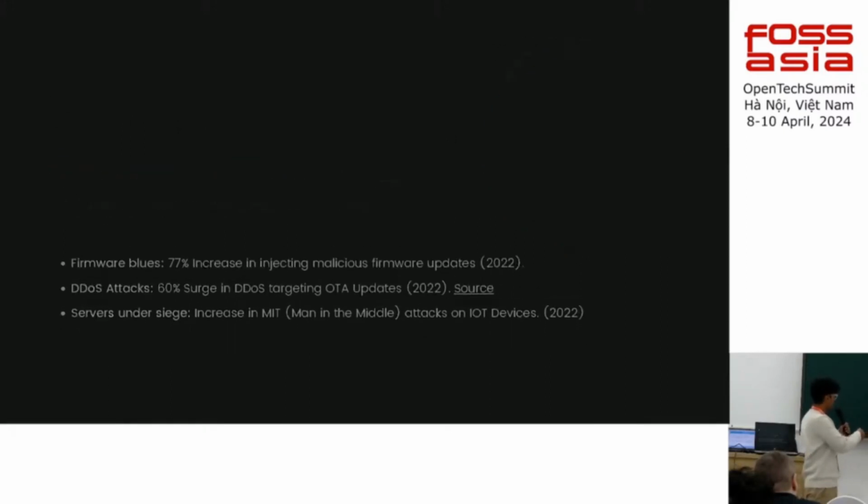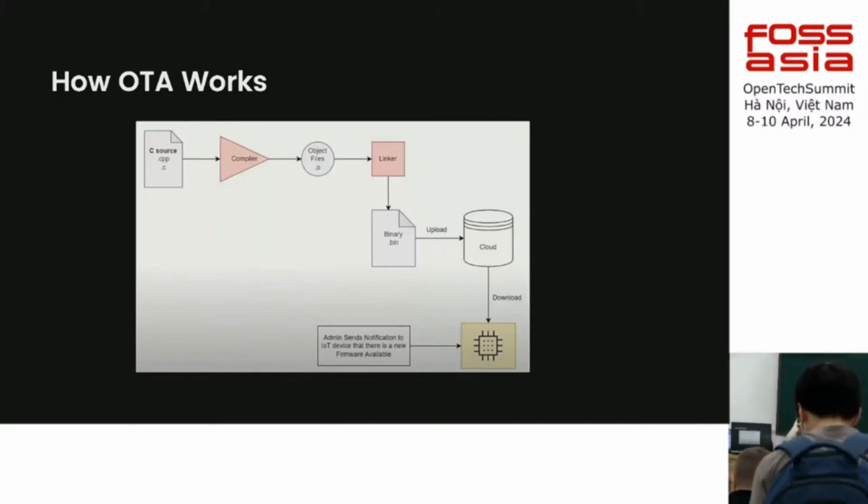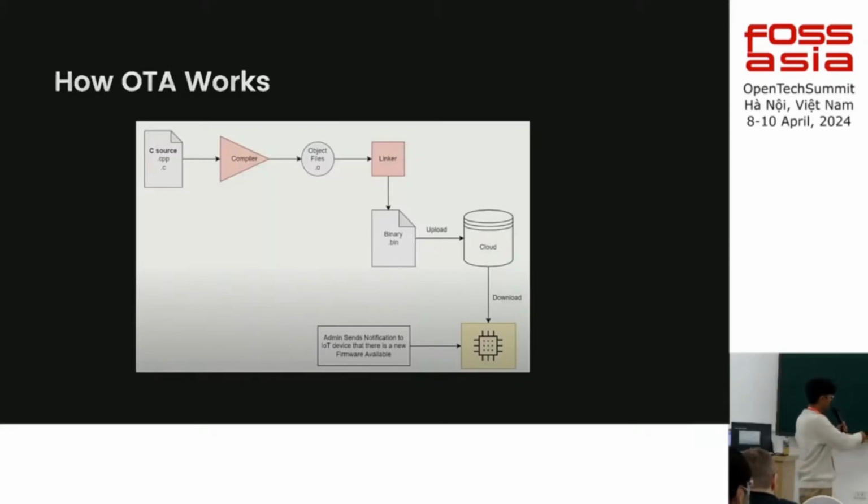So now let's understand how over the air update technology works. The first one is you have your C source file, in which your firmware is written. Then you compile it to object files using a compiler, and then you link it using a linker to a binary file. Then when you have a binary file, you upload it to your centralized OEM server, and then the IoT device, which you can see at the bottom, pulls the update from the centralized server, pulls the update as well as the hash, and then it recalculates the hash. We can see this in the next slides also.